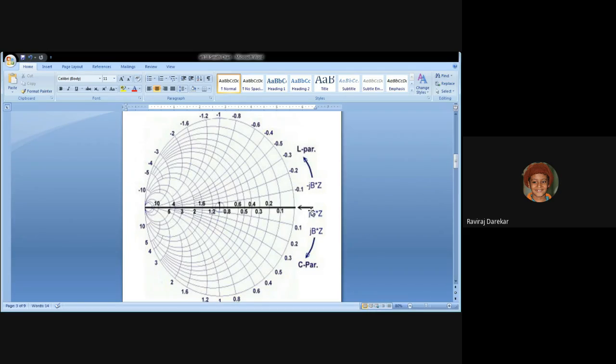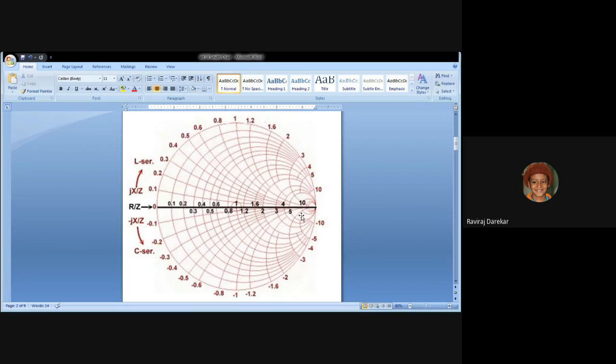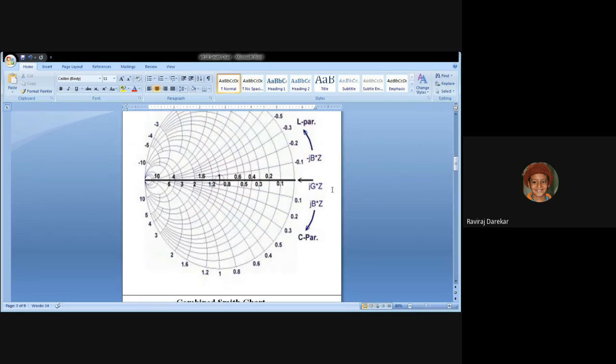In a very similar way, in case of the impedance type of Smith chart, we have seen R by Z, and here it is G into Z. Okay, that we have to remember. Here, the point at the cursor will be the point with the zero value of conductance, and the left extremity will have an infinite value of conductance. Accordingly, we can define the points or the parameters and look at these values.